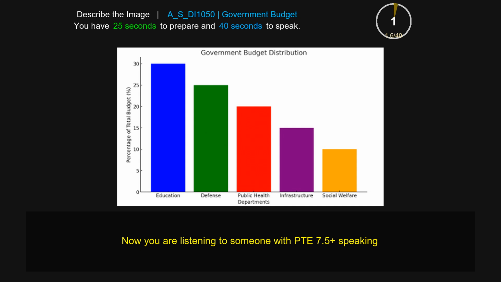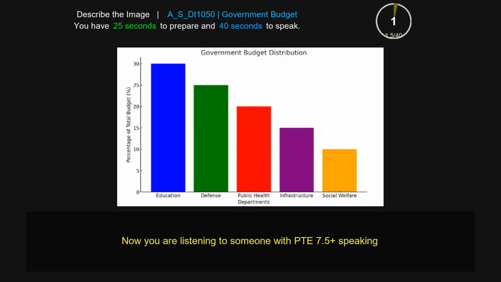The green bar graph reveals information about government budget distributions. After skimming the picture, I can see that the highest proportion is covered by education, which is 30%, followed by defense, which is 25%. However, the smallest proportion is covered by social welfare, which is 10%. We can see a huge comparison between public health departments and infrastructure, which are 20 and 15. Overall, the bar graph shows a decreasing trend in government budget distributions.